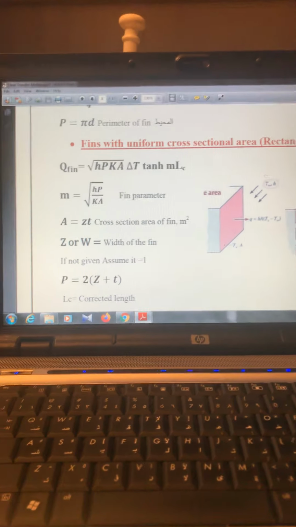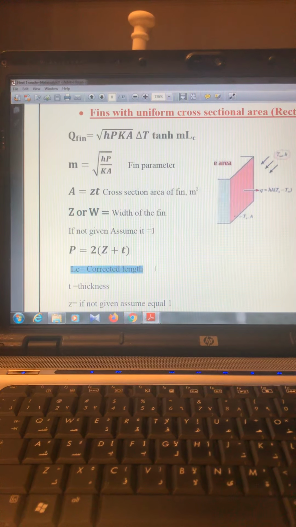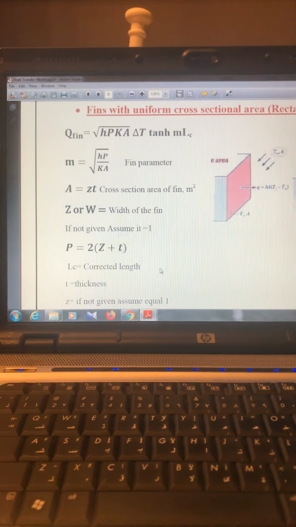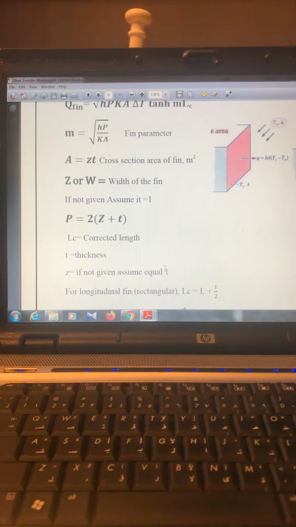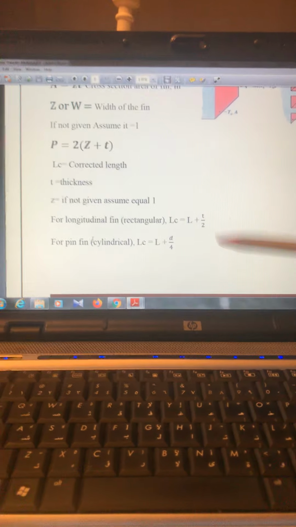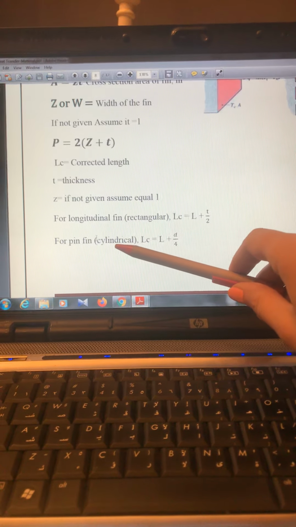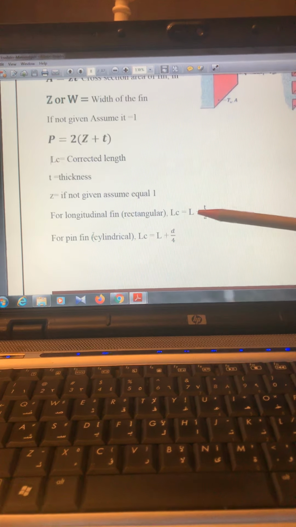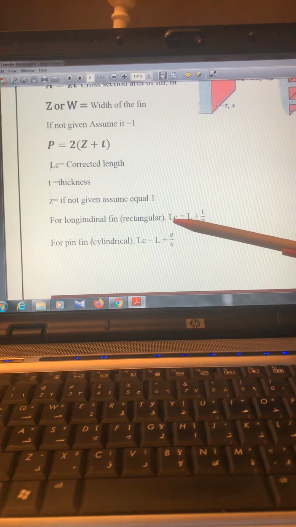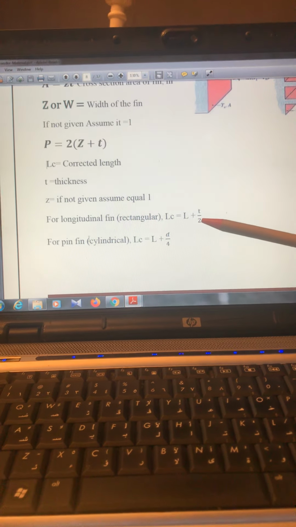There is something else called the corrected length. The corrected length, it is the LC. To make it easier for you, we will not give you shapes with cylindrical. It's only with rectangle. So you have to know that the corrected length equals length plus thickness over 2. Okay?